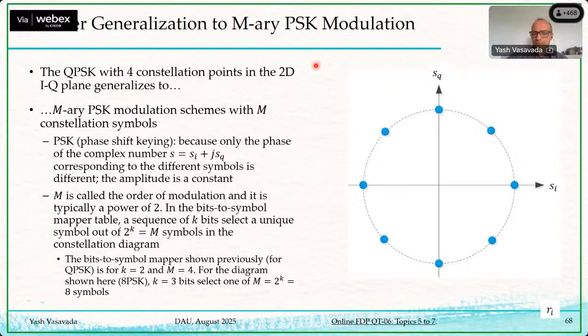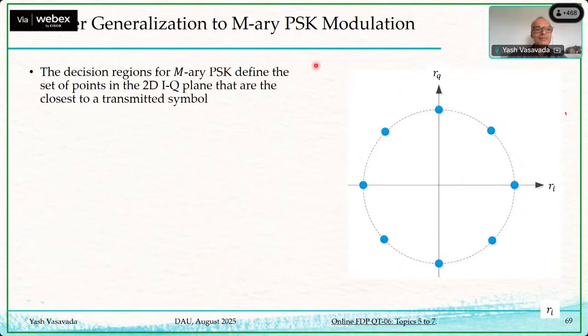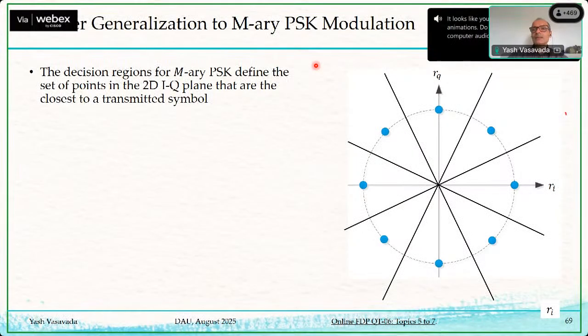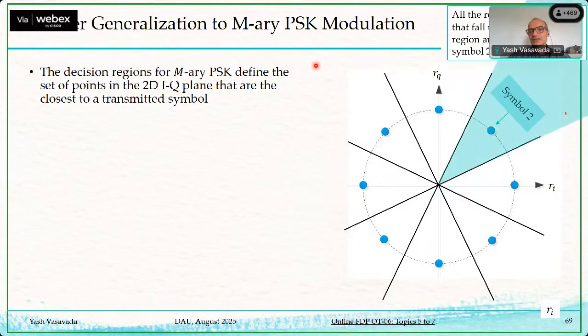For this scheme, again, the decision regions will be perpendicular bisectors, and so they'll look like pizza slices. And so whenever you get a received signal which is in this particular thin wedge, you decide that symbol number 2 is transmitted, because all the points within this shaded region are closer to symbol 2 than any other symbol.